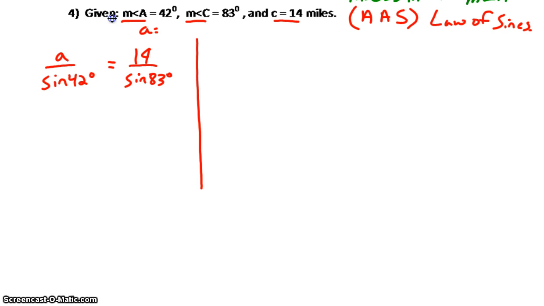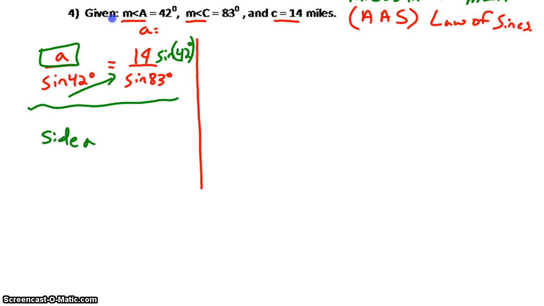When I work this problem out, I see that I want to solve for A, so I simply cross multiply by sine of 42 degrees. Make sure your calculator mode is in degrees, or you'll have a little bit of an issue here. And when I did the work, I ended up finding out that side A would equal the value of 9.43 miles.